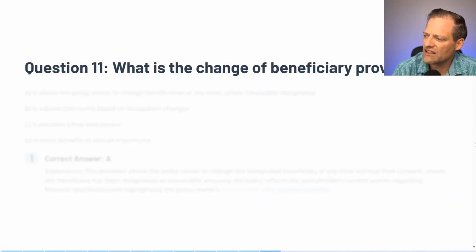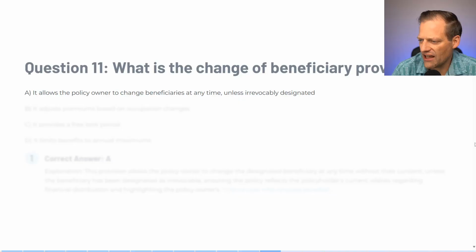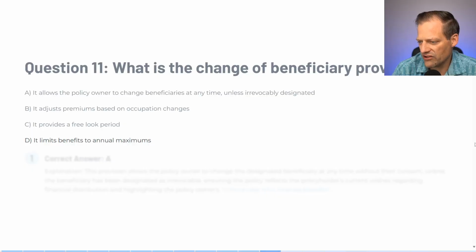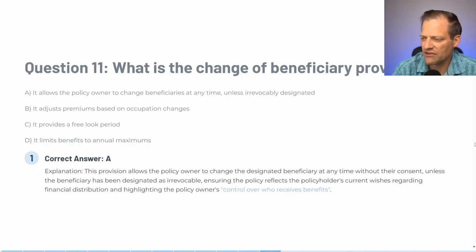Number 11, what is the change of beneficiary provision? A, it allows the policy owner to change beneficiaries at any time unless irrevocably designated. B, it adjusts premiums based on occupation changes. C, it provides a free look period. Or D, it limits benefits to annual maximums. Correct answer is A. And basically, you are allowed as a policyholder to change your beneficiaries unless it is irrevocable, which you can set up inside of the policy.